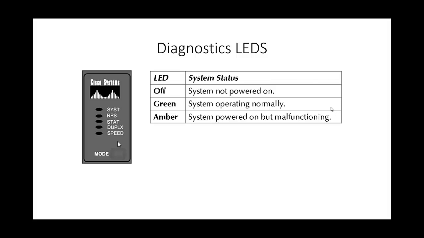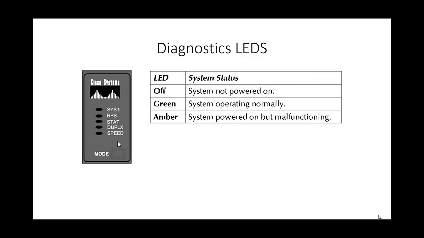So on the left hand side of the panel, this is a blown up image of the left hand side of a Cisco switch. There are a number of diagnostic LEDs and a port mode selector button. The mode selector button is used to select what information is displayed by the port LEDs. The 2 upper diagnostic LEDs are the system LED labelled SYST and the redundant power system LED labelled RPS. You can see a description of the system LED output on the right hand side.